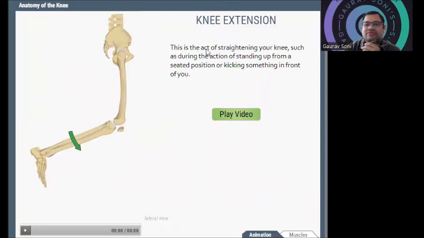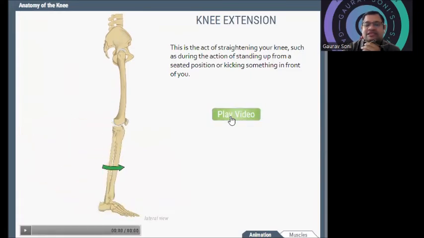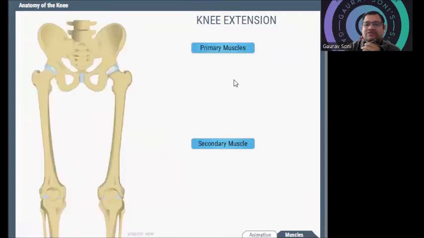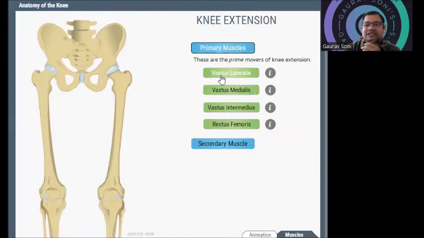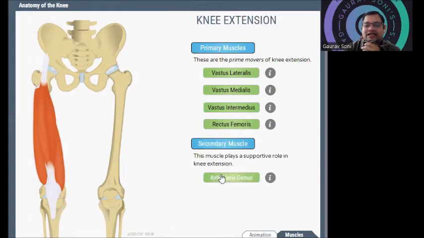Next, the extension of knee will be the act of straightening your knee, such as during the action of standing up, sitting posture or kicking someone. When you kick your football, then you are actually doing knee extension. You can see here like this, bringing your flexed leg again in the straight position. So the muscles which are involved here are vastus lateralis, vastus medialis, vastus intermedius, and rectus femoris. It means all of the anterior thigh muscles will be the prime movers, and again a smaller one, that is articularis genu, will be the accessory muscle for the extension.